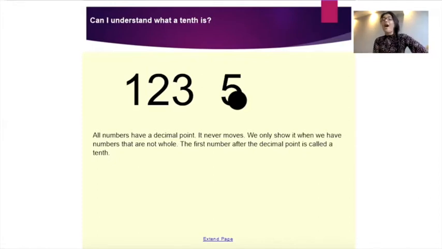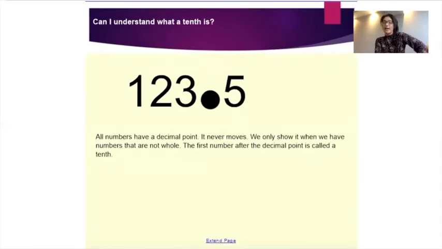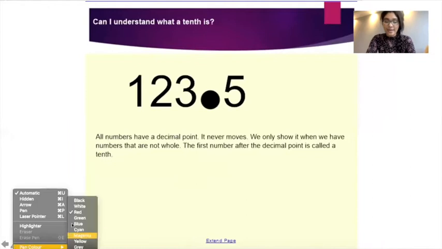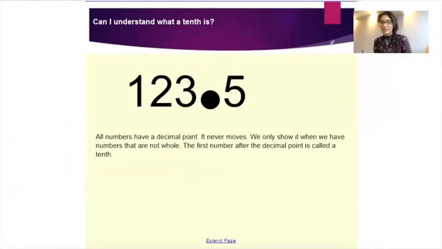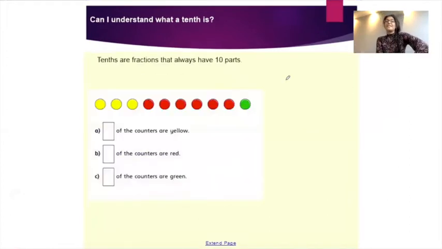The first number after the decimal point is called a tenth. So I'll show you an example of a number here, 123.5. So the number that is called a tenth is in fact this number over here. This would be our tenth, and that's how you identify it. So tenths are fractions that always have 10 parts.